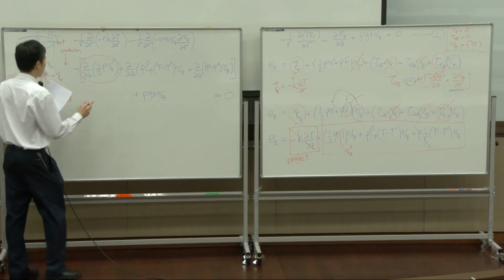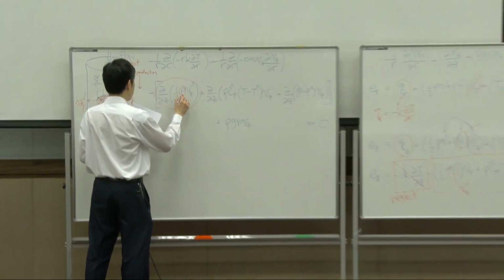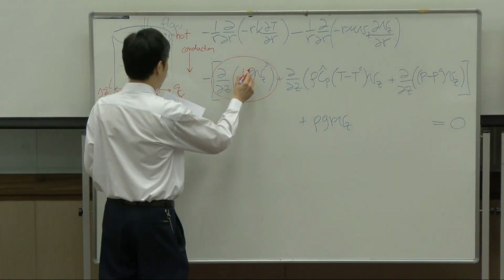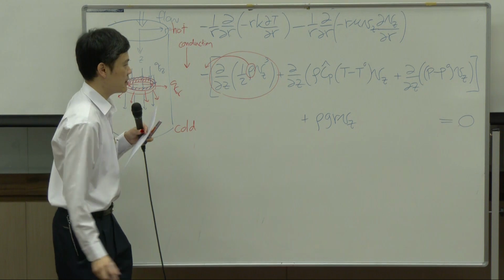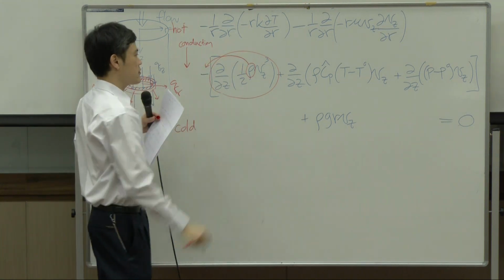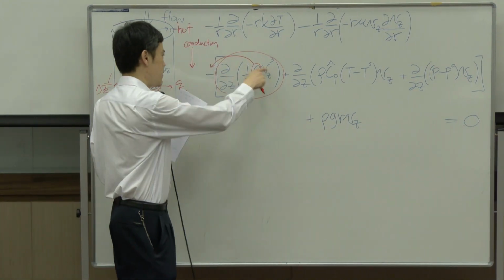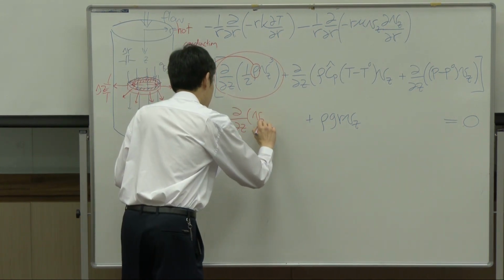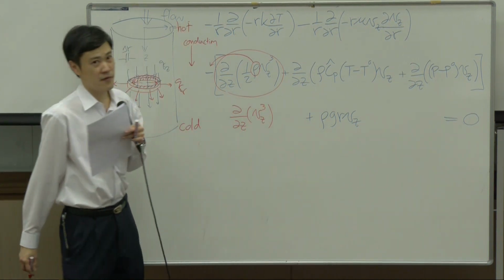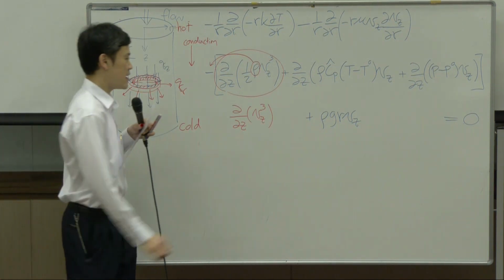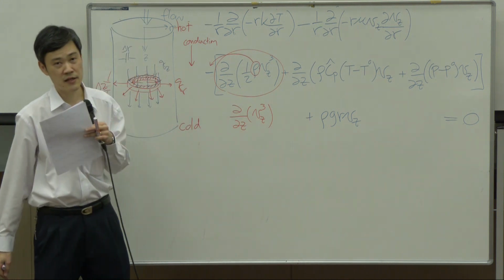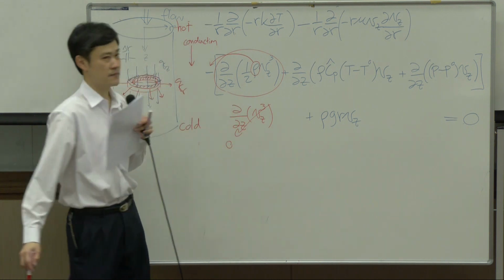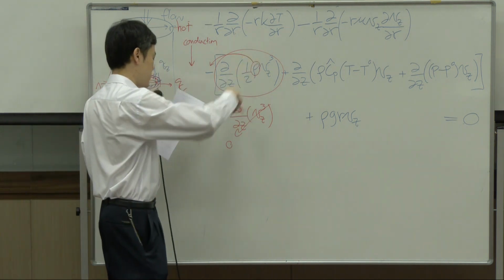If you look closely, density is constant for liquid. Liquid is an incompressible fluid. I can take density out. I can take the half out. What I have left in here would be basically differentiation of Vz cubed. And we learned from the very beginning that Vz is a function of R. It's not a function of Z. So differentiation here will become 0. So this term can be dropped.